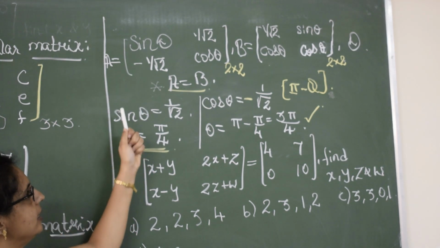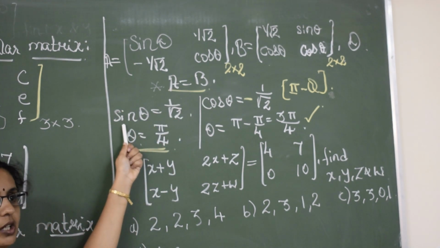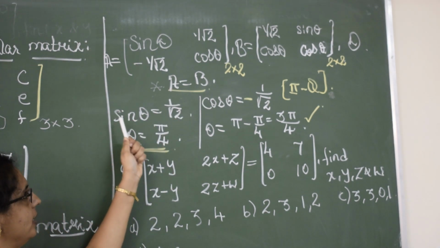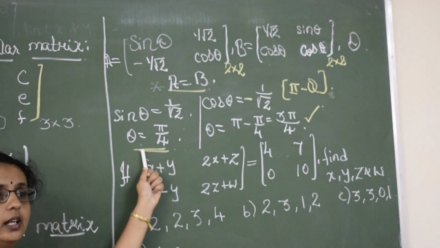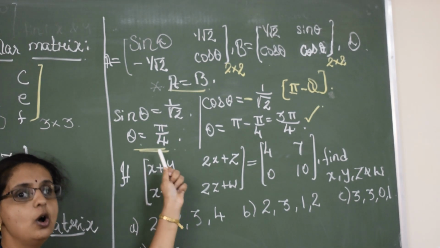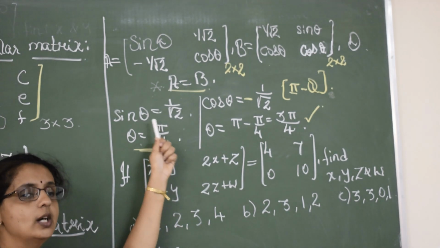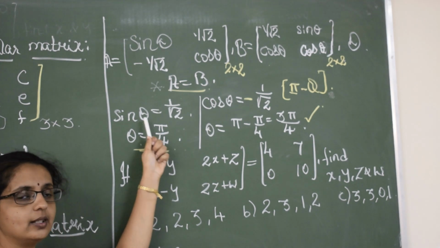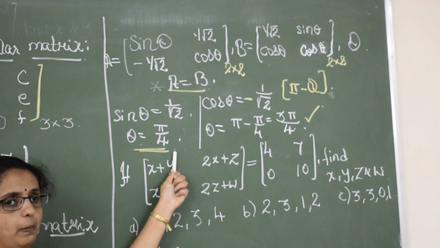Sin theta is equal to 1 by root 2. This is one of the standard equations in our trigonometry, right? When sin theta is equal to 1 by root 2, students, what will theta be directly? Theta is equal to pi by 4. Here 1 by root 2 is plus 1 by root 2. Theta lies in the first quadrant, right? Since theta lies in the first quadrant, obviously theta will be equal to pi by 4.